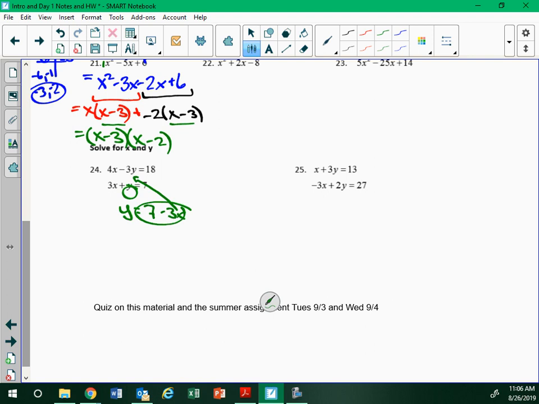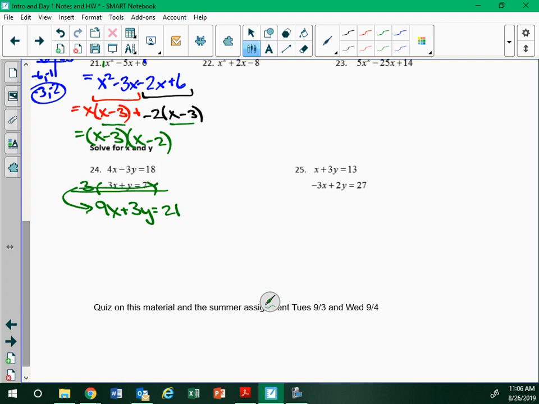If you choose to do the elimination method, we simply want our coefficients to be the same value but opposite signs. For example, I would probably try to get my y's to be opposites here. I have -3y, so I would probably multiply this whole thing by 3. My new equation would be 9x plus 3y equals 21.